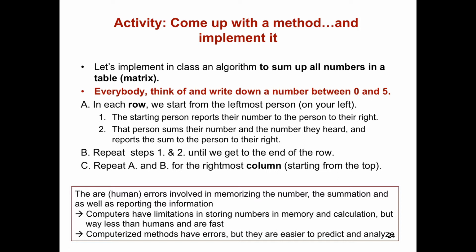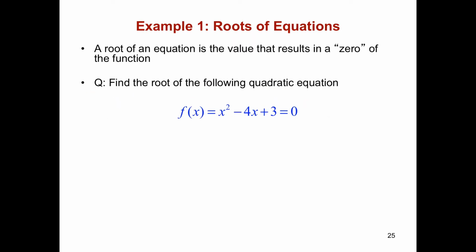Needless to say, computers, even with those limitations, are definitely better than people. The errors that we have in computers are typically easier to predict, and they can actually be analyzed, as opposed to analyzing human error. I don't know that we can go very far. It's a little random. All right. So now let's move on. This is just introducing computation and its relevance. And now I'll do a couple of examples where we need numerical methods for practical problems.